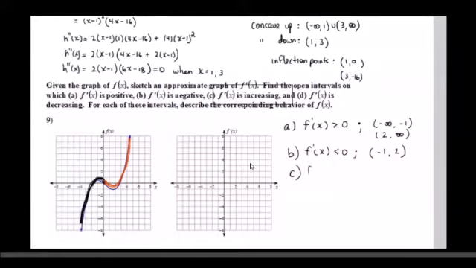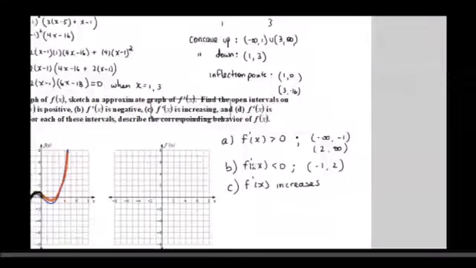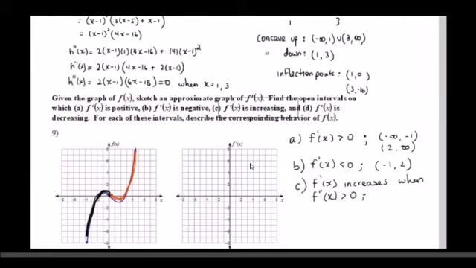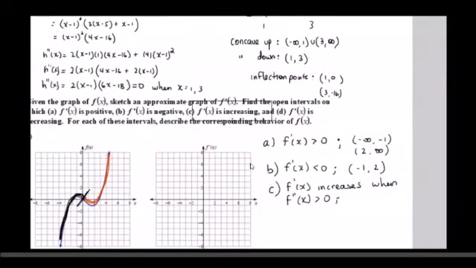I could say f prime of x increases when f double prime of x is greater than 0, and that happens if we look at the graph. It switches concavity about right here. We can call that an inflection point. So f double prime of x is positive where the graph is concave up, and that looks to be on the interval from 0 to infinity.